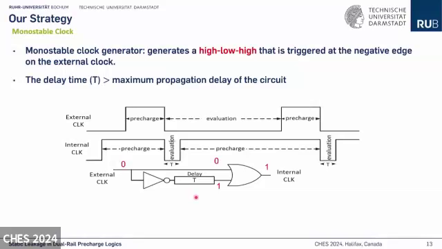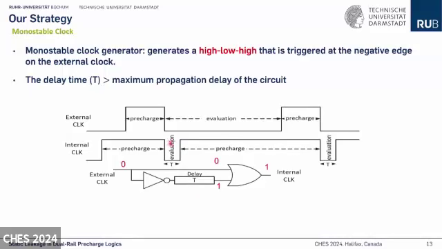Knowing the critical path delay of the targeted circuit, we use the Synopsys HSPICE simulator along with the similar 65nm commercial library to determine the minimum number of required inverters. The circuit is triggered with the negative edge of the external clock pulse and generates a high-low-high pulse at the output, which lasts for a time equal to T.